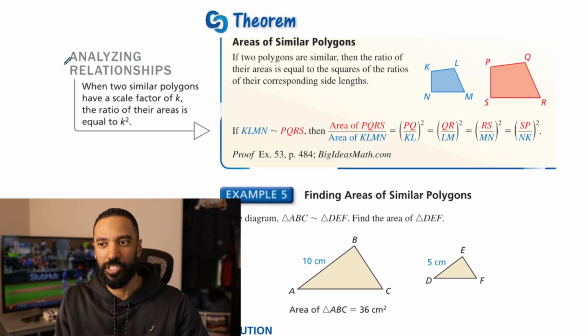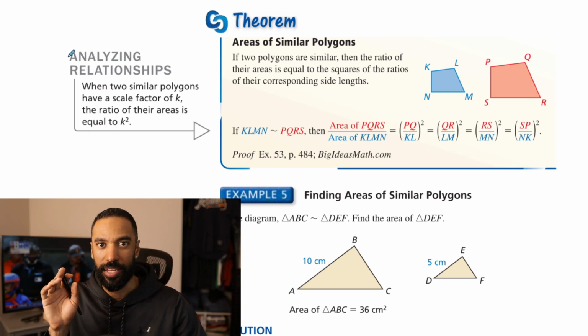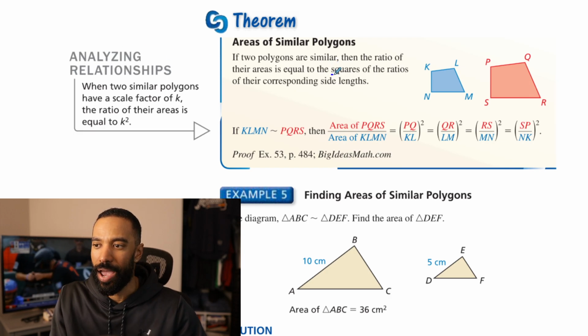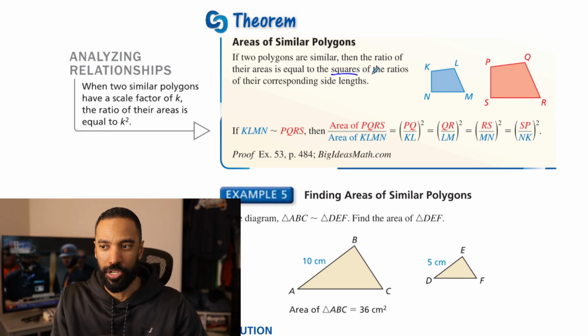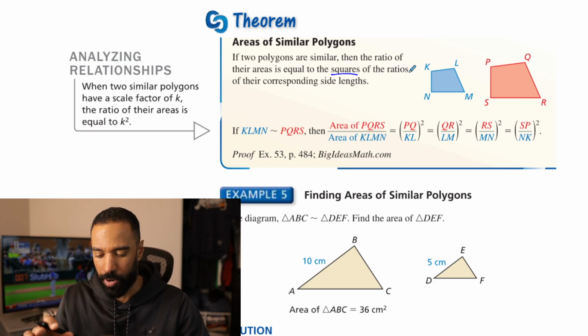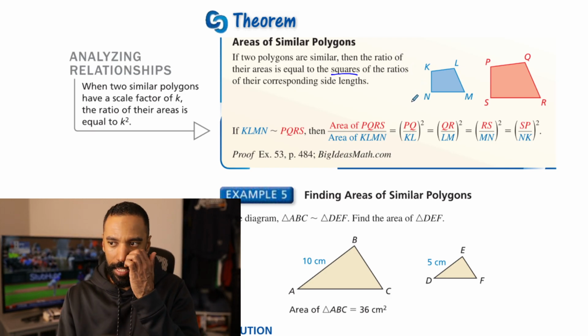Areas of similar polygons is different, though. Areas are not equal to the corresponding side length ratios. It is equal to the square of those ratios of corresponding side lengths. Now, I got to do this in an exploration problem with you guys on another set, and I explained it then, but this is where it's actually taught.